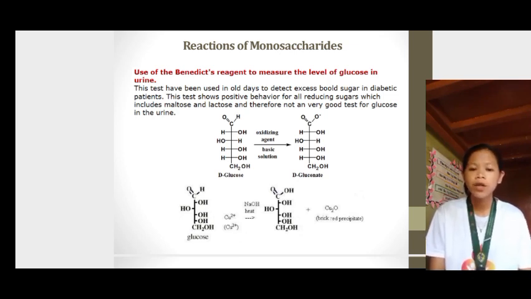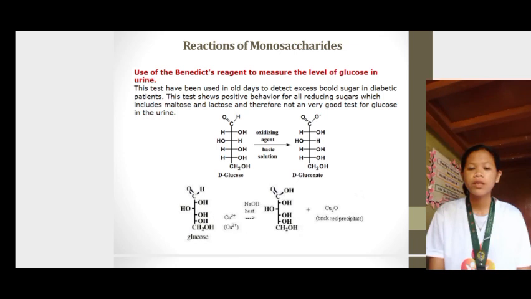The intensity of the color change from blue to green, yellow, orange, or red indicates the relative concentration of glucose in the urine sample. A more intense color change suggests a higher level of glucose present in the urine.